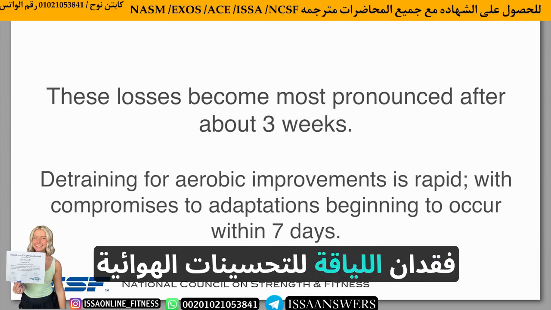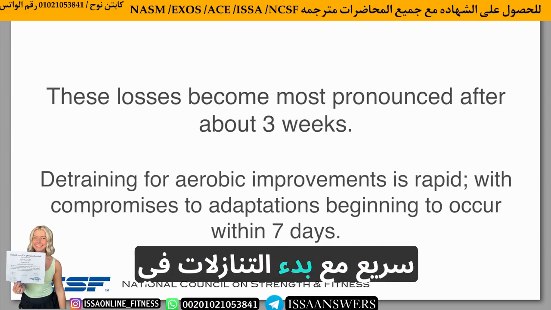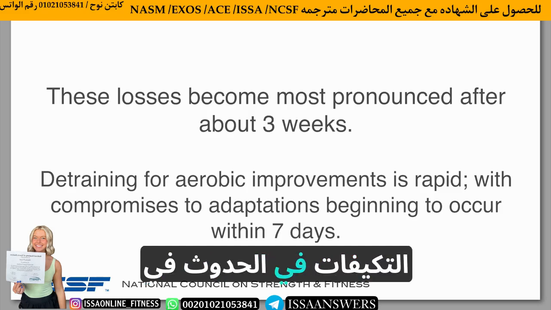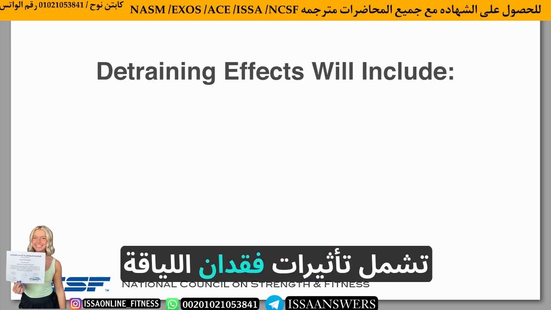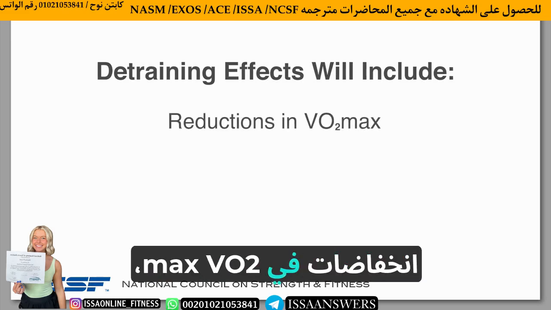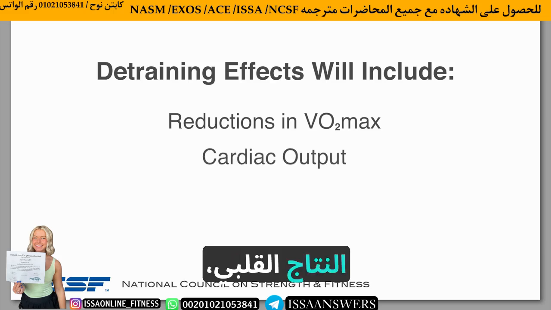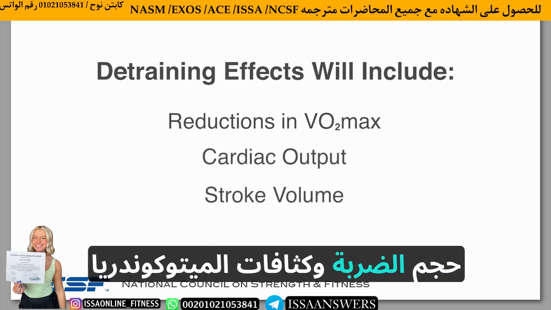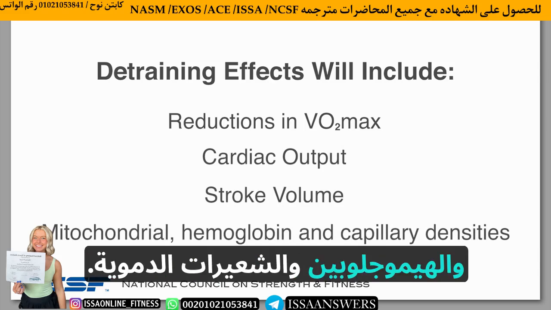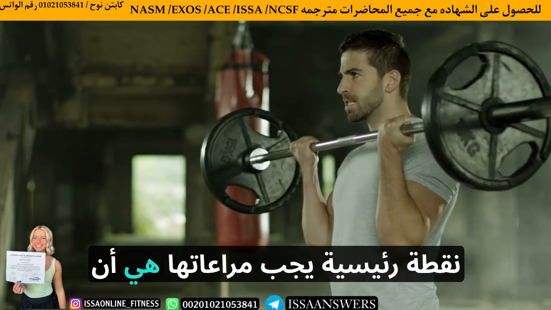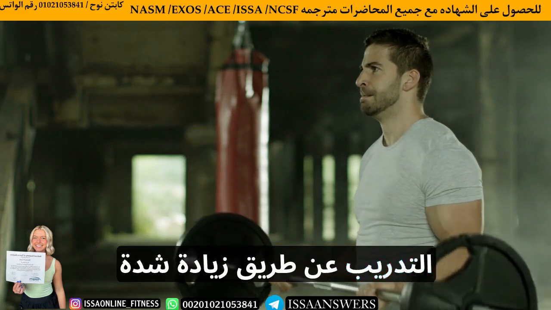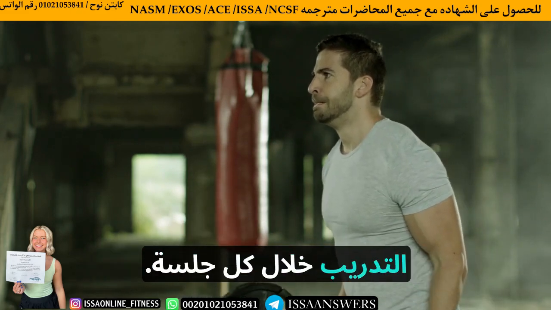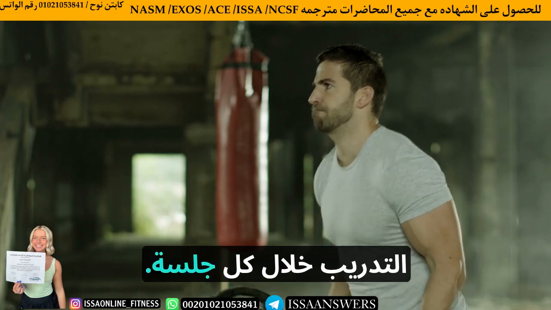Now, detraining for aerobic improvements is rapid, with compromises to adaptations beginning to occur within 7 days. Detraining effects will include reductions in VO2 max, cardiac output, stroke volume, and mitochondrial, hemoglobin, and capillary densities. A key point to consider is that detraining effects can be minimized during periods of low training volume by increasing the training intensity during each bout.